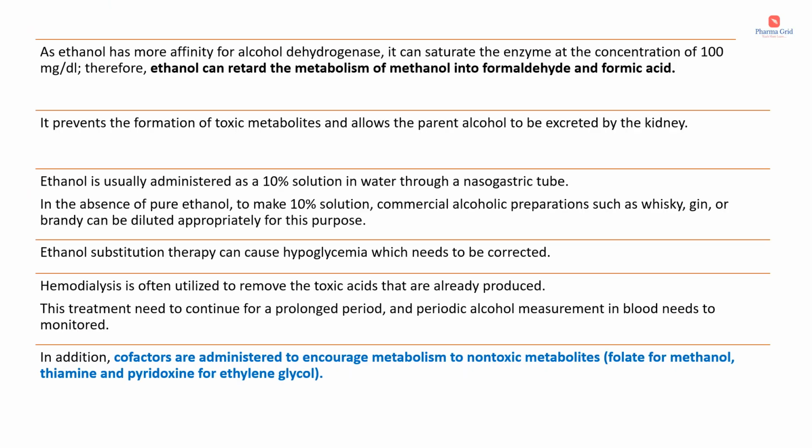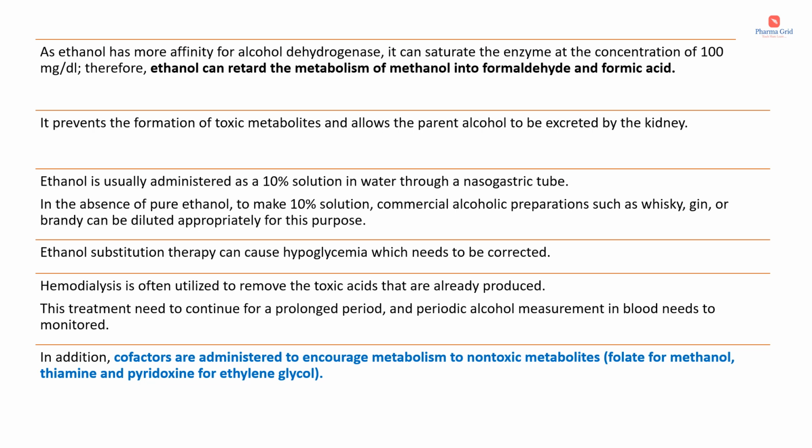As ethanol has more affinity for alcohol dehydrogenase, it can saturate the enzyme at a concentration of 100 mg per deciliter. Therefore, ethanol can retard the metabolism of methanol into formaldehyde and formic acid. Hence, in the absence of fomepizole, ethanol can also be used for methanol poisoning. It prevents the formation of toxic metabolites and allows the parent alcohol to be excreted by the kidney.